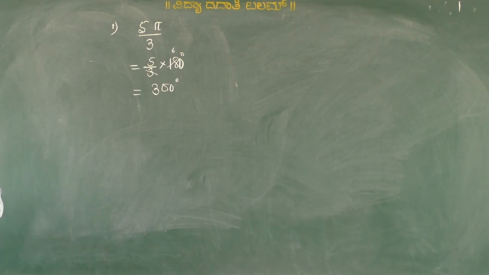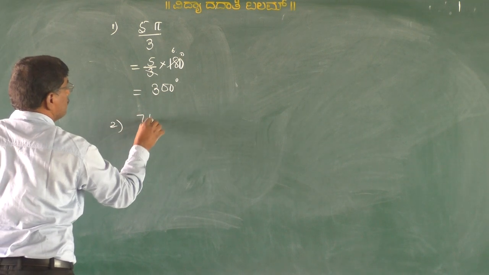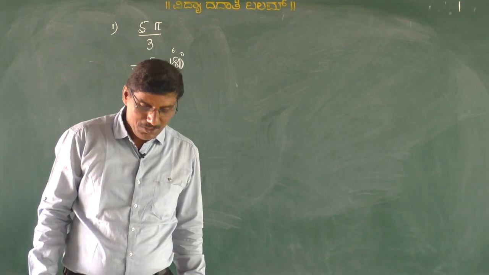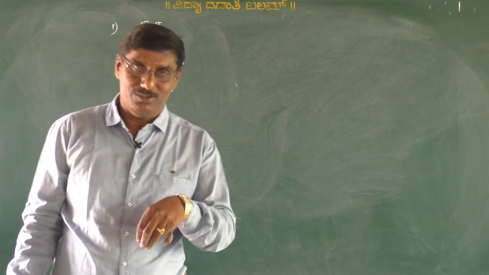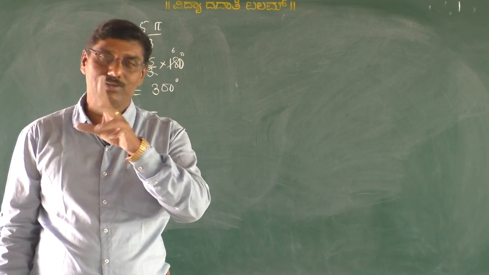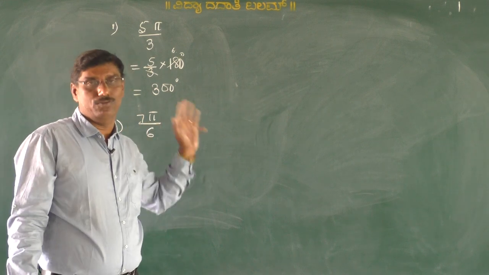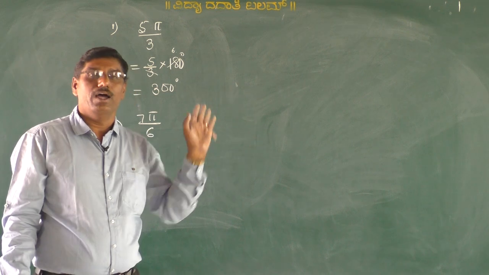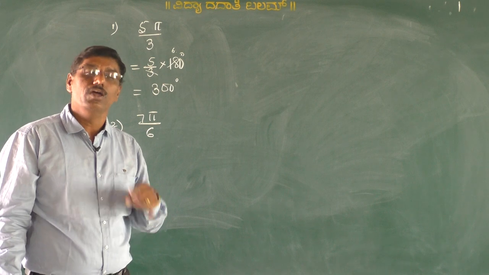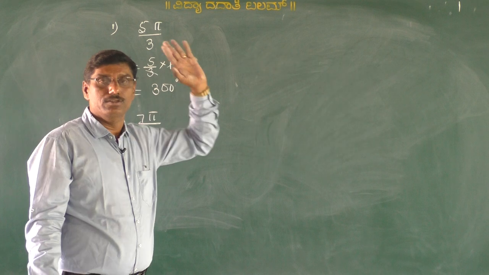The last one we have to do yourself, that is 7 pi by 6. You have to do yourself this problem. Yes, are you understood, all of you, what I did today? That is the length of an arc and area of a sector, the formula, and also the conversion of degrees into radians and radians into degrees. Yes, all of you. Tomorrow we will continue, that is the remaining problems which are related to this concept.